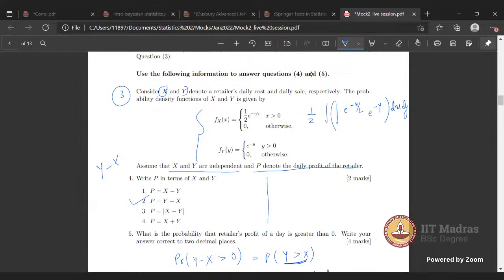Now we'll plot y is greater than x. So this is your y equals x. So y greater than x is this region. If I'm integrating first with respect to x, I will draw a horizontal strip, and you can see that x is varying from 0 to y. So x is varying from 0 to y, and y is varying from this x to infinity.